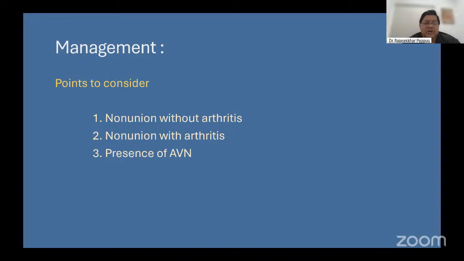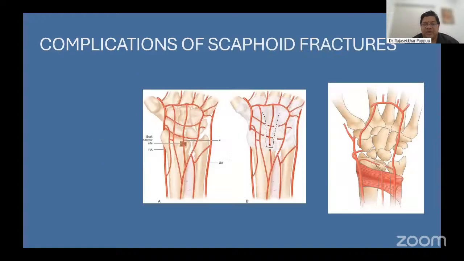Management. When it comes to the treatment of scaphoid fractures, non-union without arthritis is treated differently from non-union with arthritis and presence of AVN. When there is non-union without arthritis, you go for bone grafting. Simple bone grafting you can do, and it will heal. Or you can take a vascularized pedicle bone graft from the distal radius and graft it to the scaphoid. That will help in union of the scaphoid, and it is also fixed with screws.